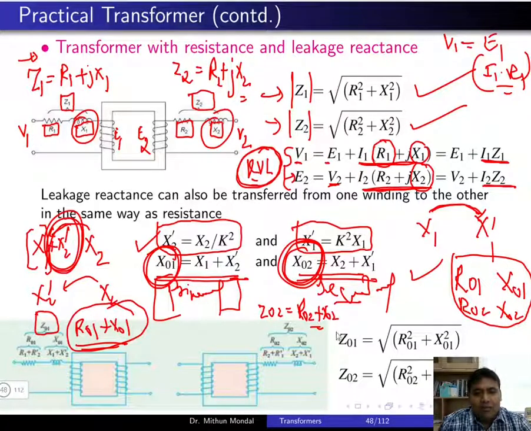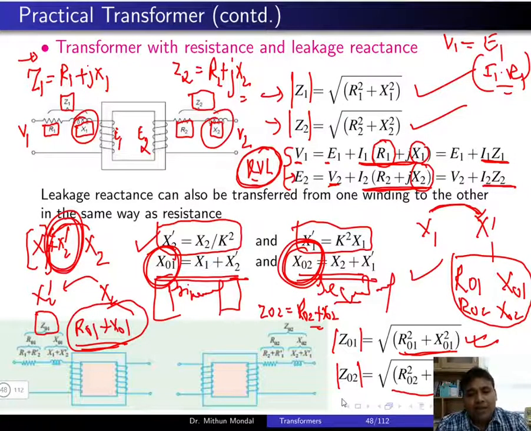Then the magnitude of Z01, the impedance on the primary side, will be under root R01 square plus X01 square. That's all the calculation for the resistance and reactance on the primary side. Similarly, if you want to find the absolute value or magnitude of Z02, it will be under root R02 square plus X02 square. So in this way, we have moved from an ideal transformer to a practical transformer.